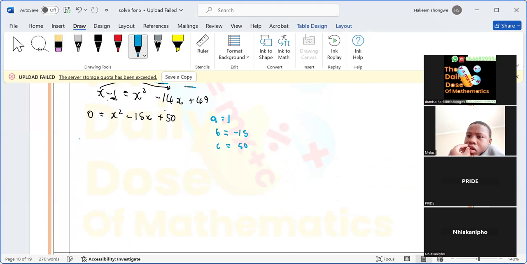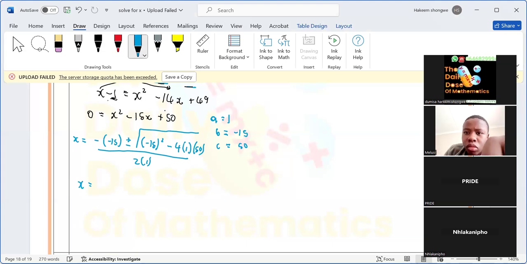Okay. Then if you use your quadratic formula, you're going to have x equal to minus, open bracket, minus 15, plus or minus the root of minus 15 squared minus 4 multiplied by 1 multiplied by 50, all over 2 multiplied by 1. What do you get as your x number 1? I'm still doing it, Mr. We are still doing it.